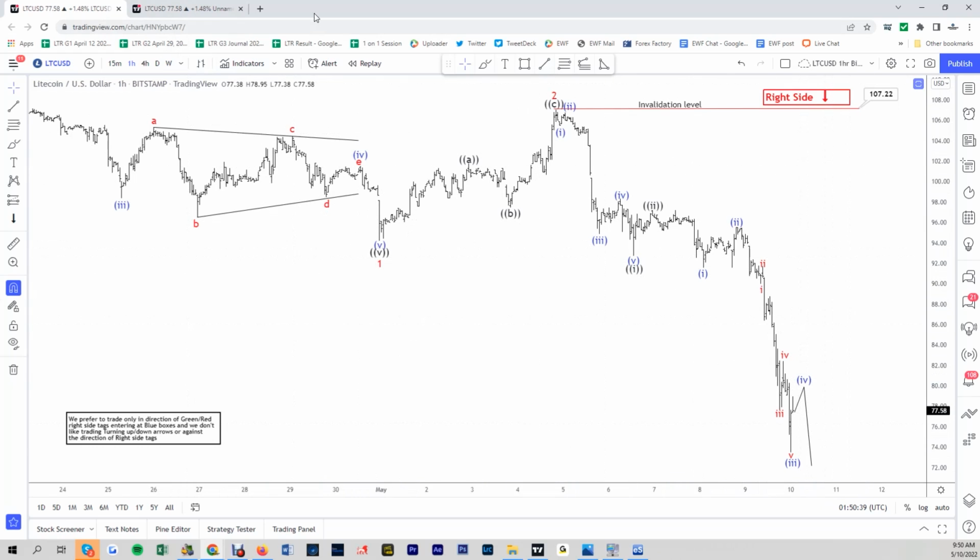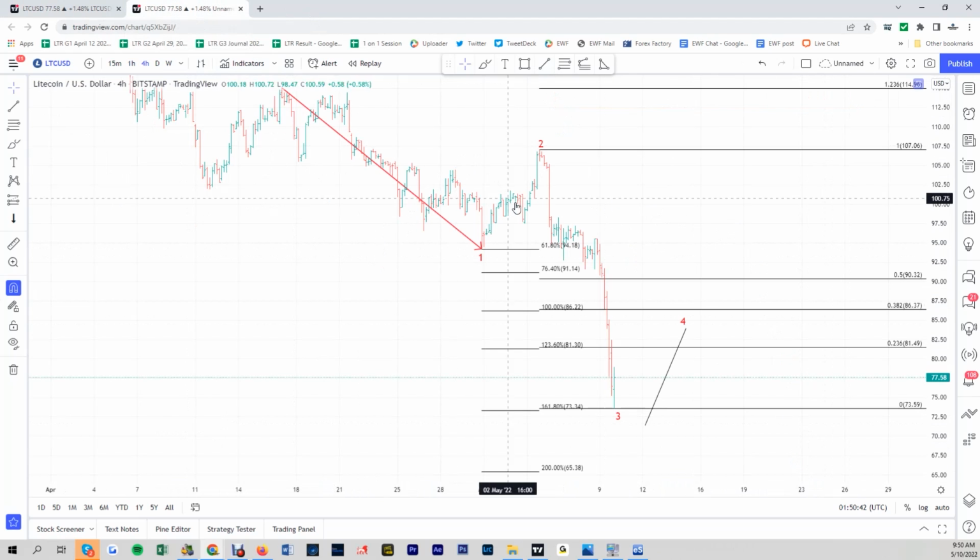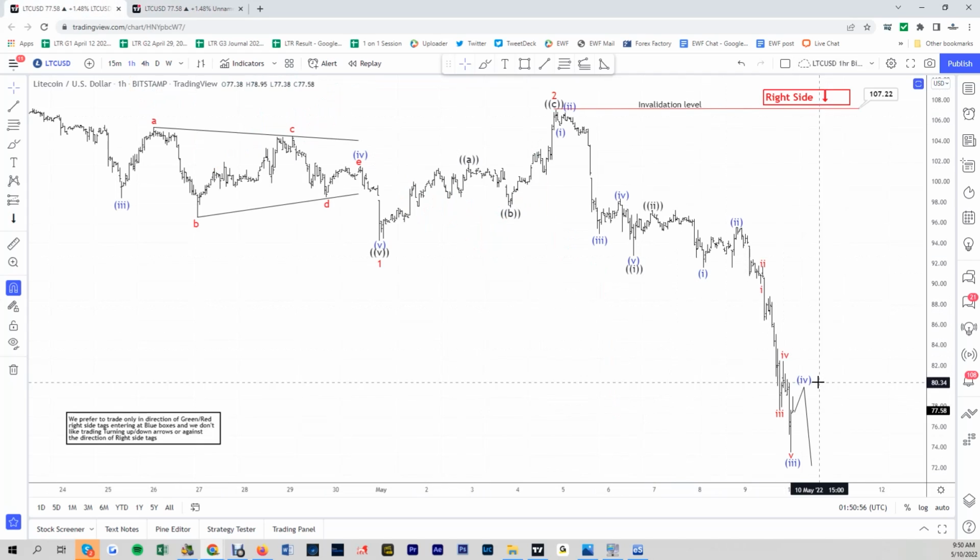It depends on how big the rally is. Like I said, if the rally is at least 23.6 of this, then that should qualify as a wave 4. But regardless, you can see whether it's a wave 4 in blue or wave 4 in black, in reality we continue to see more downside against this wave 2 right now.